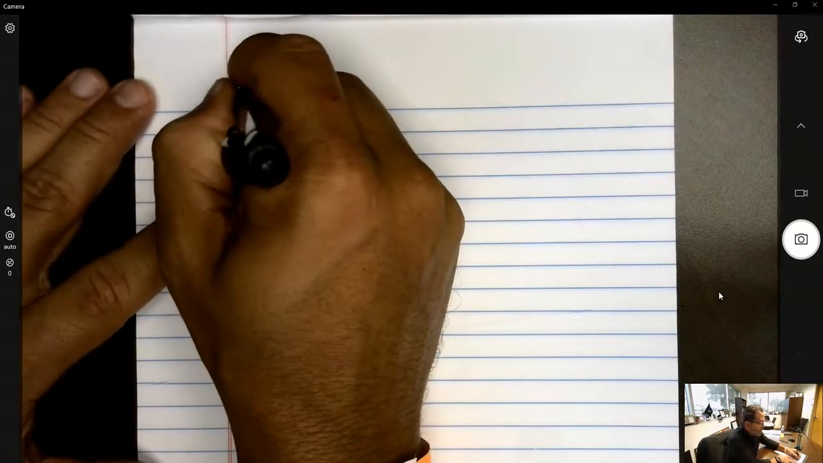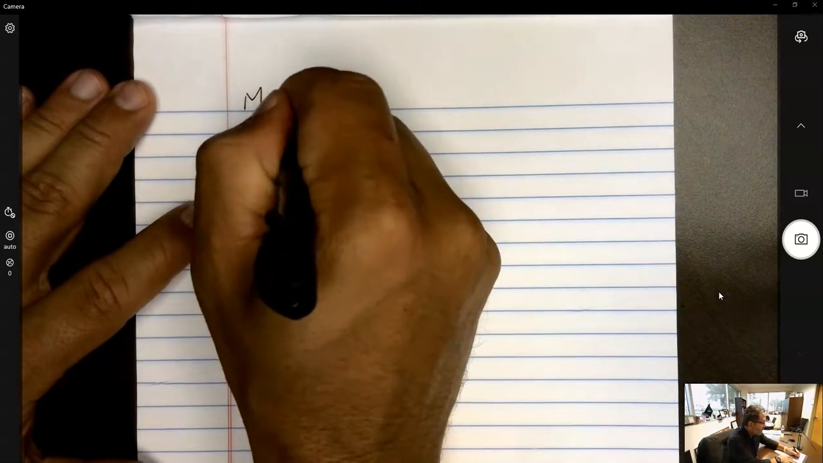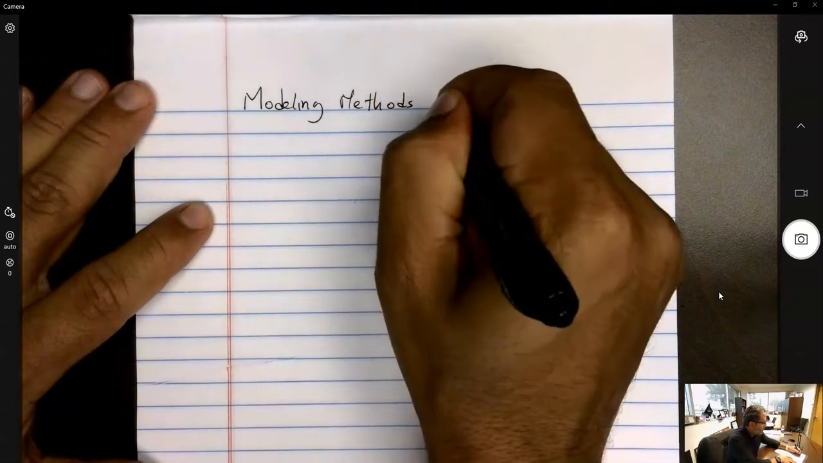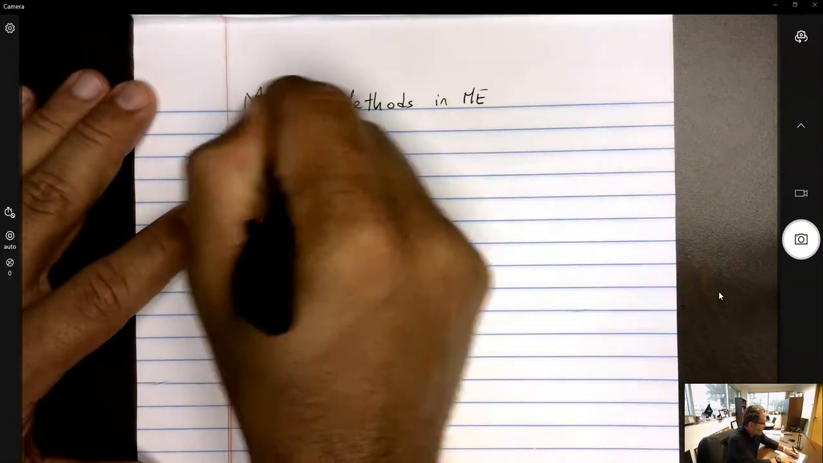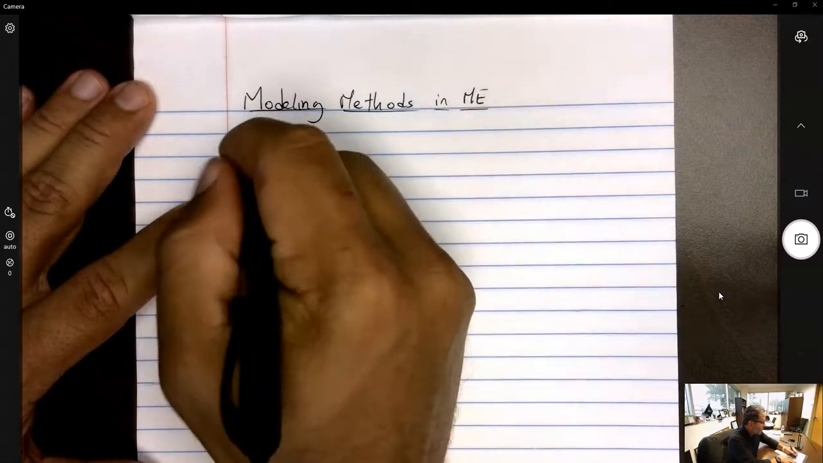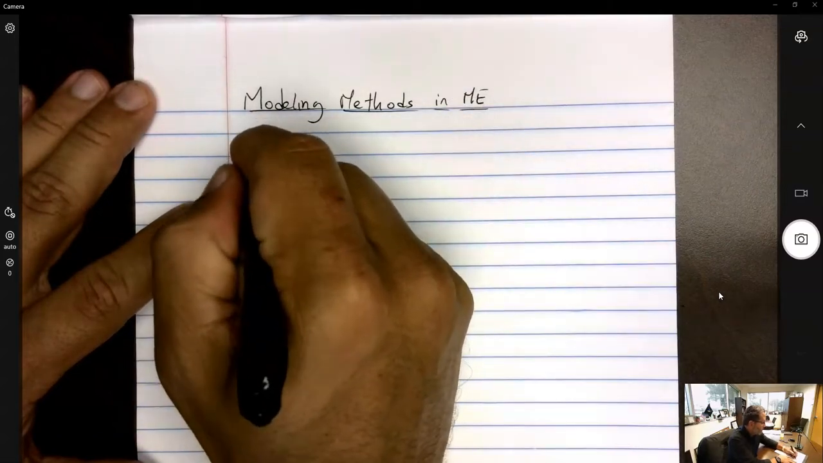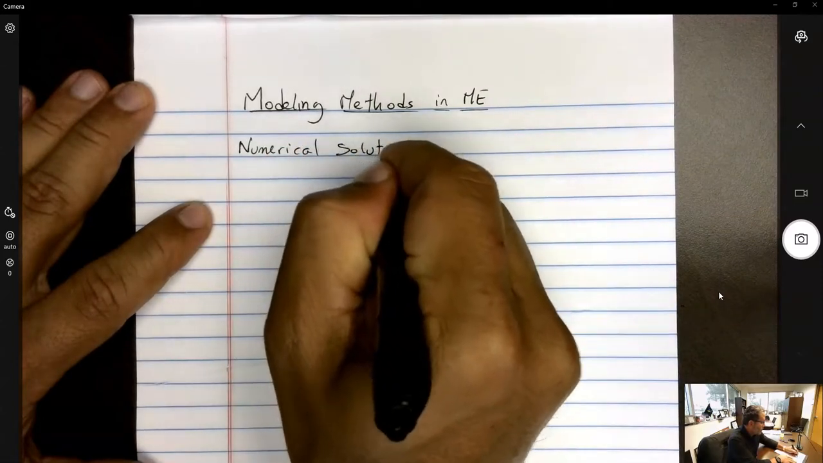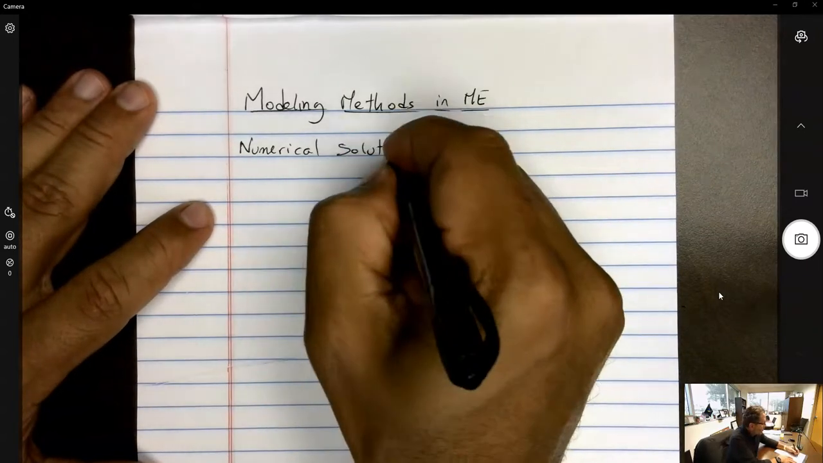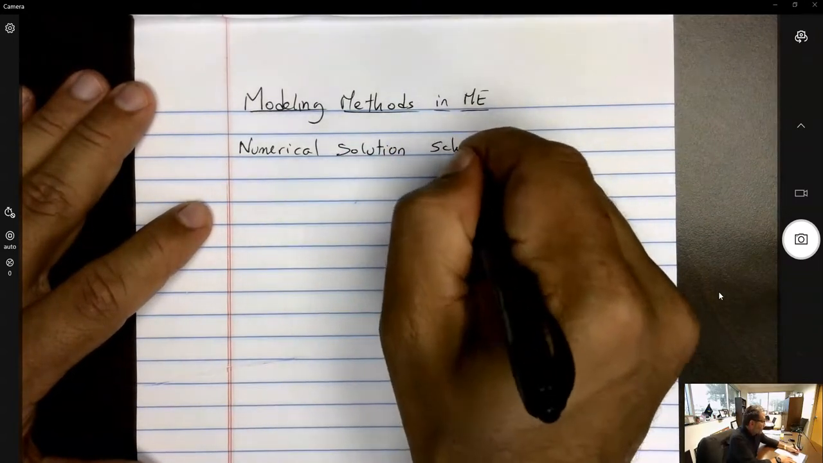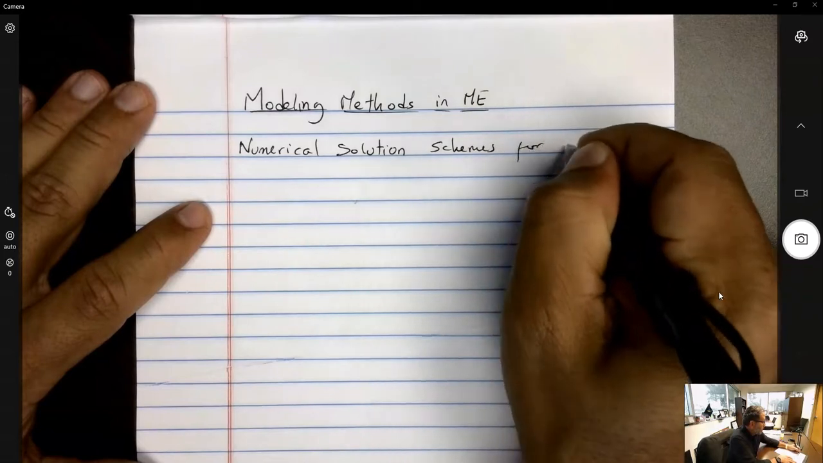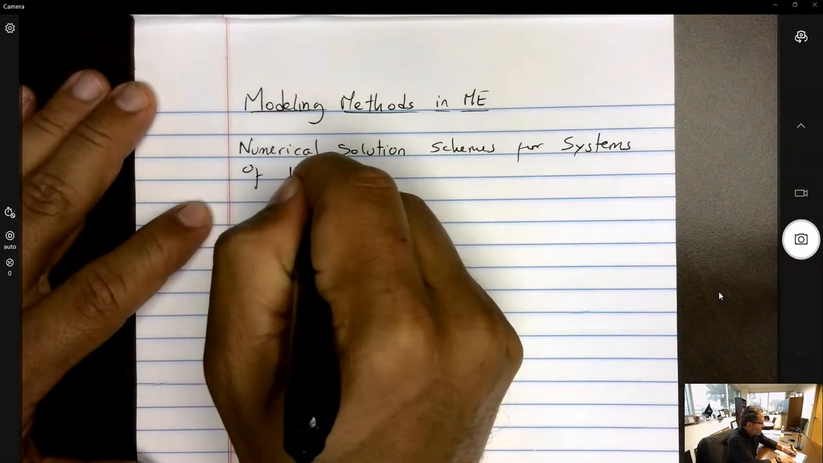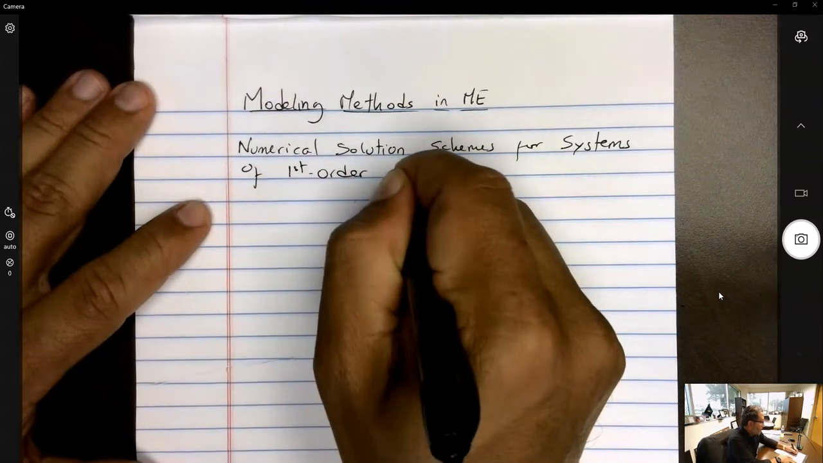So this is modeling methods in ME, and we are going to talk about numerical solution or numerical approximation solution schemes for systems of first order ODEs.